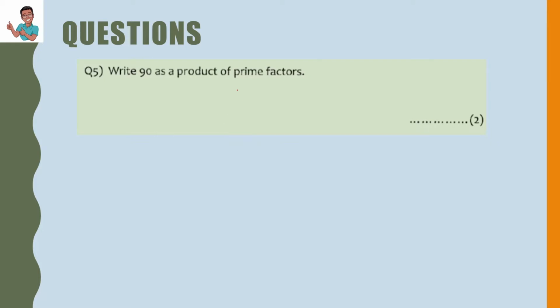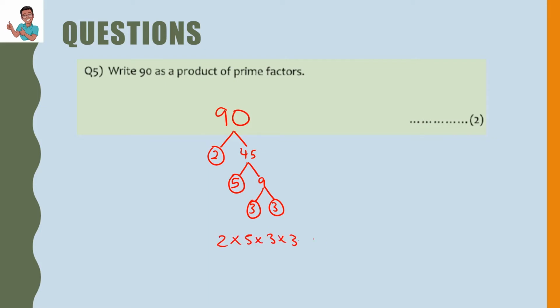Okay, let's do the factor tree. We can have 2 and 45. We can have 5 and 9. 3 and 3. So then we will write this as 2 times 5 times 3 times 3. And in our exam, we have to write it in order and in index form. So that will be 2 times 3 to the power of 2 times 5.